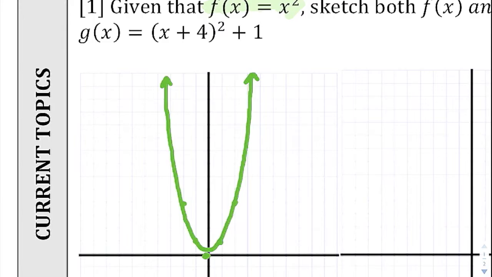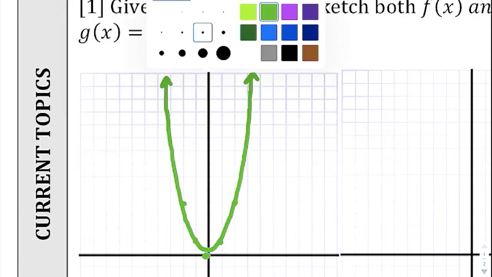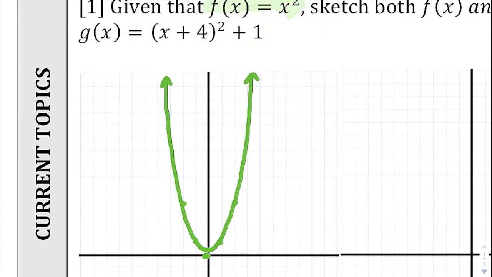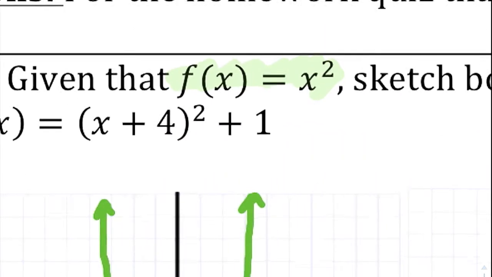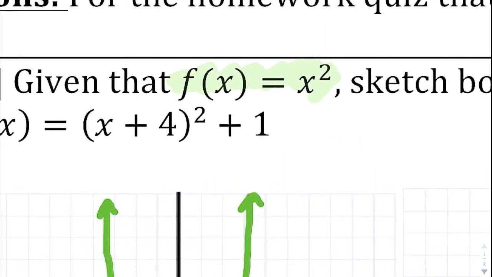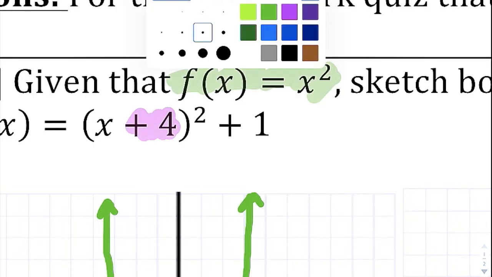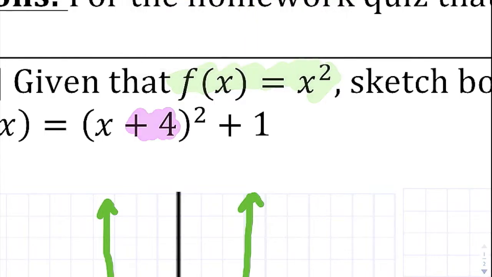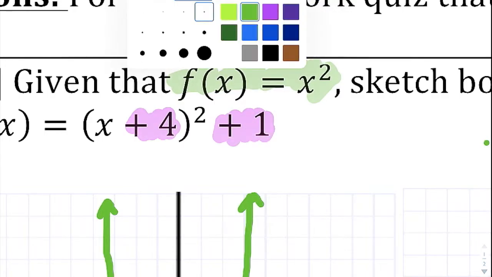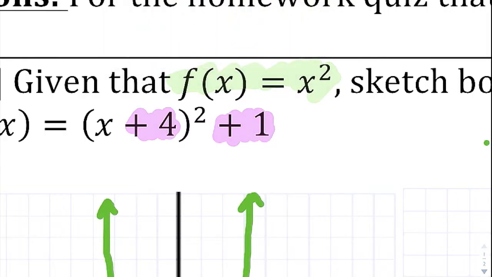If we now examine g of x, we have to tune into the differences between the parent function and our new function. So let's zoom in. We have a couple things happening. We have this x plus 4 being squared instead of just an x squared. And then we also have this plus 1 on the outside as well. Since they're both being added, that's both going to incur some kind of shift. And so the question is, how is it shifting?